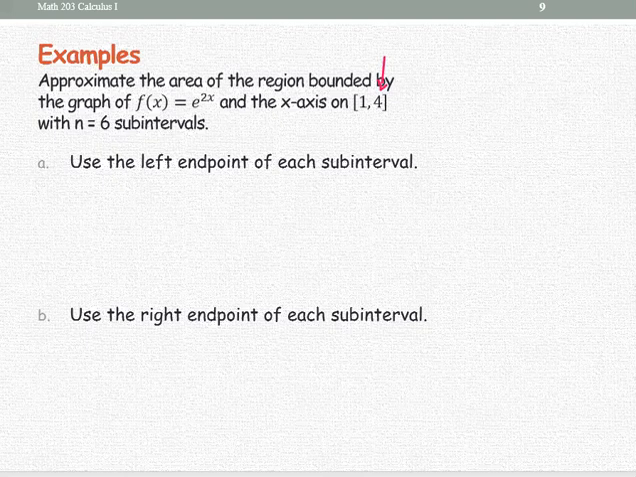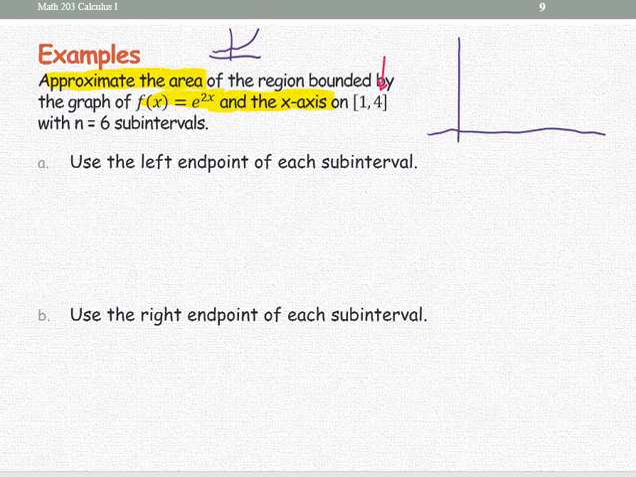In this example, we are going to approximate the area of the region bounded by the graph f of x equals e to the power 2x and the x-axis. So the function is non-negative because the exponential is an increasing graph, on the interval 1 to 4 with n equals 6 subintervals.